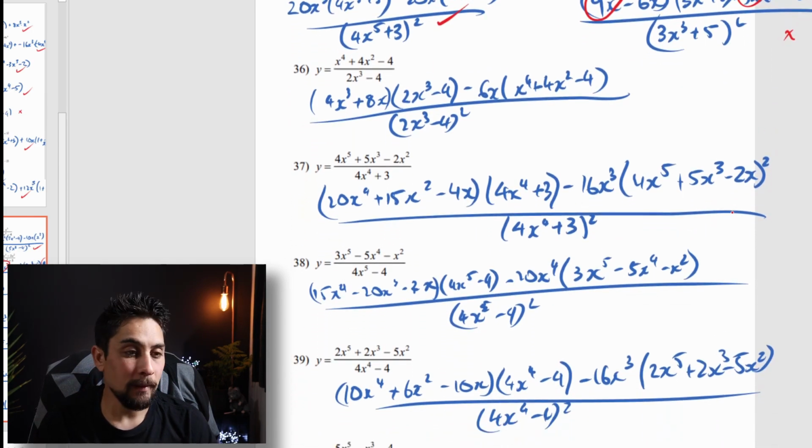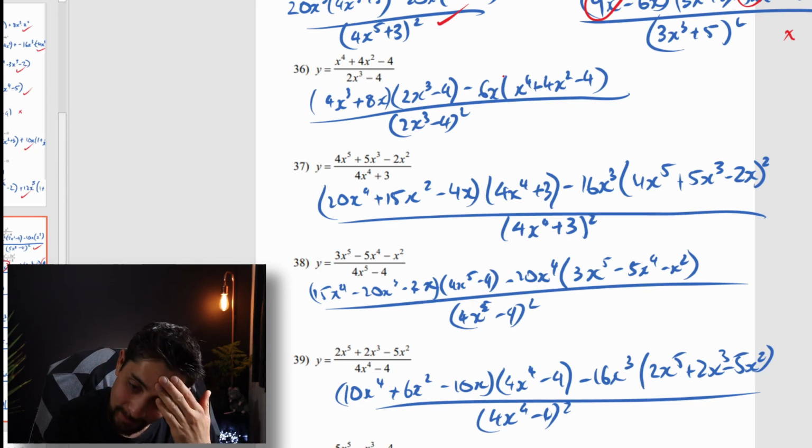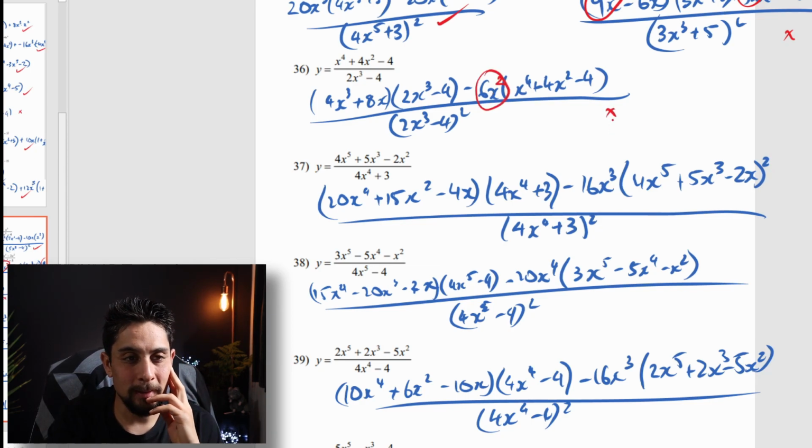Disappointing. 36. What? Oh, I was looking at the wrong one. 4x cubed plus 8x. So x cubed minus 4 minus 6. 6x squared. Oh, what's it again? X4 plus 4x2 minus 4. Oh dear. Let's keep going.